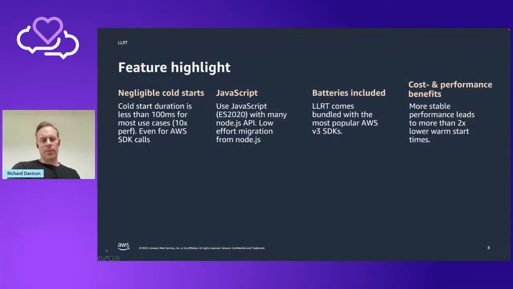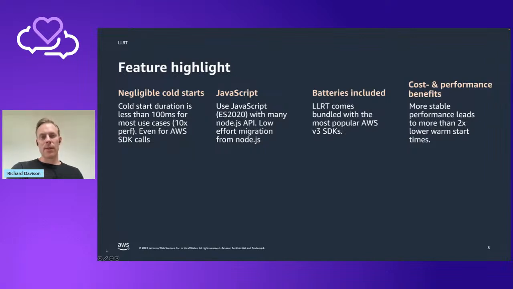LLRT, again, is built from the ground up in Rust, which means that it has pretty much negligible cold starts. So cold start duration is less than 100 milliseconds for a whole heap of use cases. So even for communicating with AWS SDK, we have greater than 10x performance versus Node.js. It uses not the latest JavaScript specification, but almost the latest, ES 2020, with many Node.js APIs that are supported.